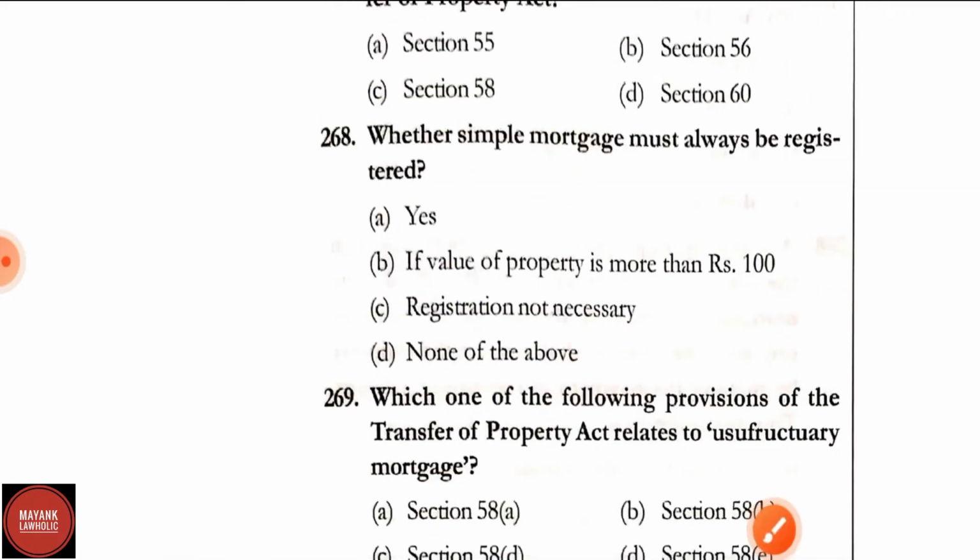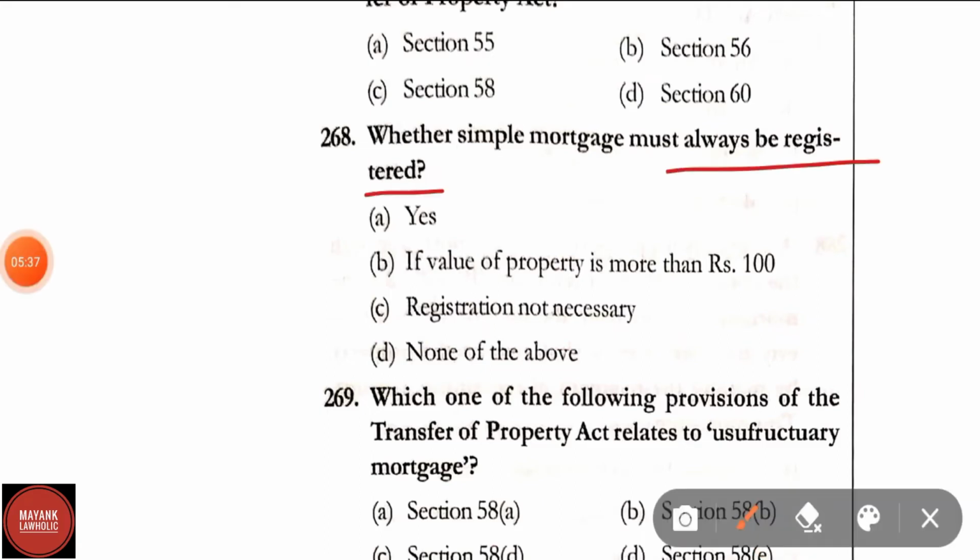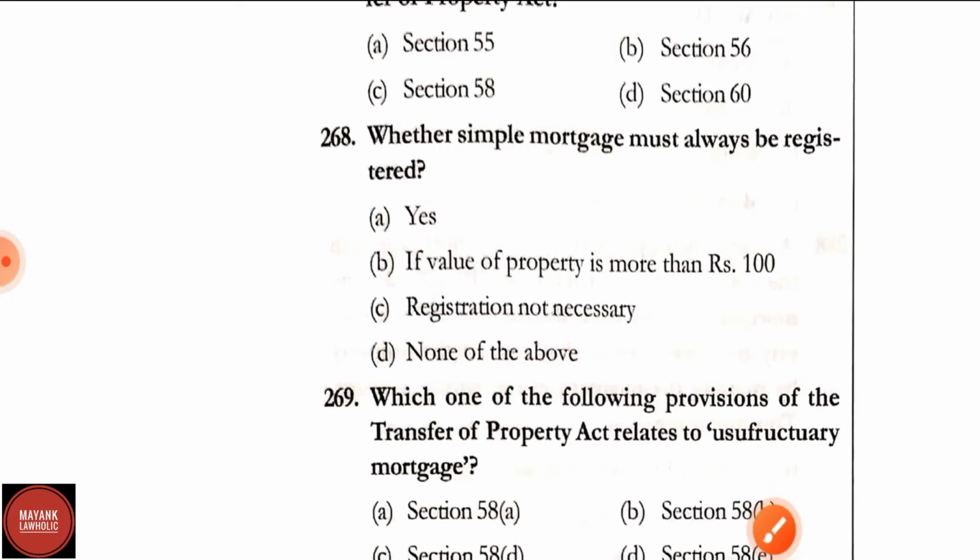Question number 268. Whether simple mortgage must always be registered? Options are yes, if value of property is more than ₹100, registration not necessary, none of the above. Correct answer is option A, yes. In simple mortgage, registration is always necessary.